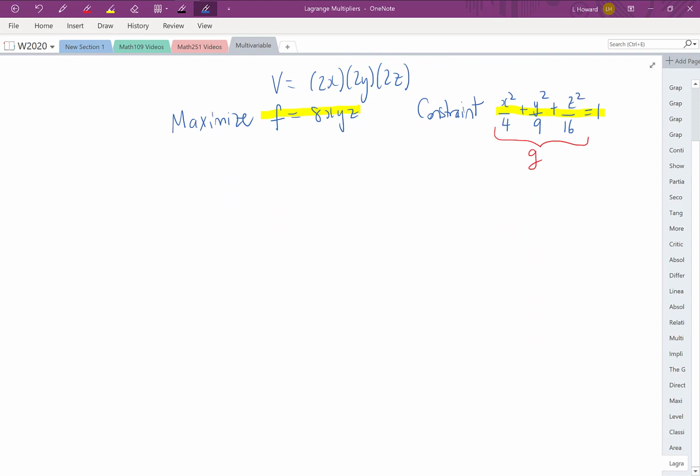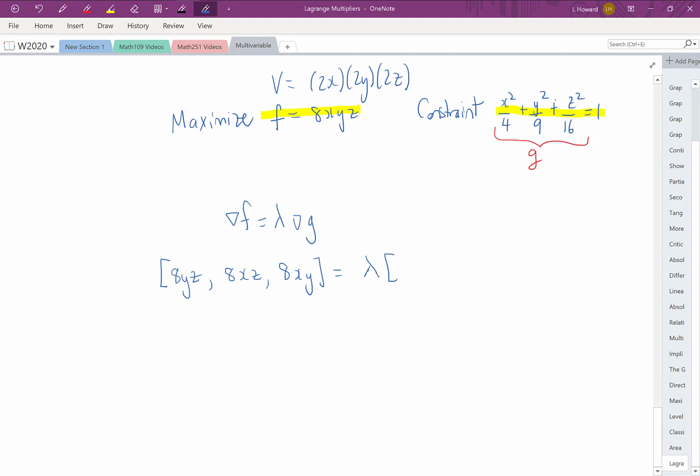Let's try it. So we want to take the gradient of f and say that's equal to lambda times the gradient of g. So gradient of f: 8yz, 8xz, and 8xy. So those are our partial derivatives of f with respect to x, y, and z. Okay, and then we're going to say that's equal to lambda times the gradient of g.